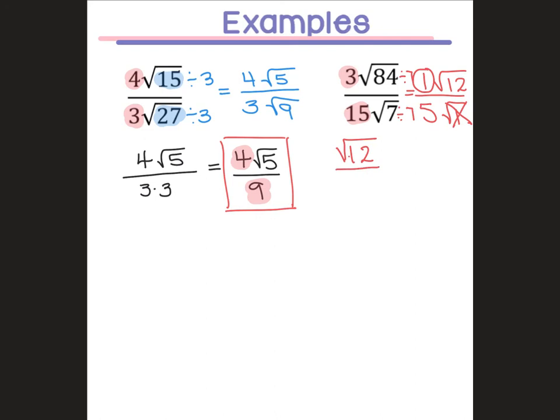12 over 5. Square root of 12 can be written as square root of 4 times square root of 3. The square root of 4 is 2. Since 2/5 can't simplify further, and neither can square root of 3, this is our final answer.